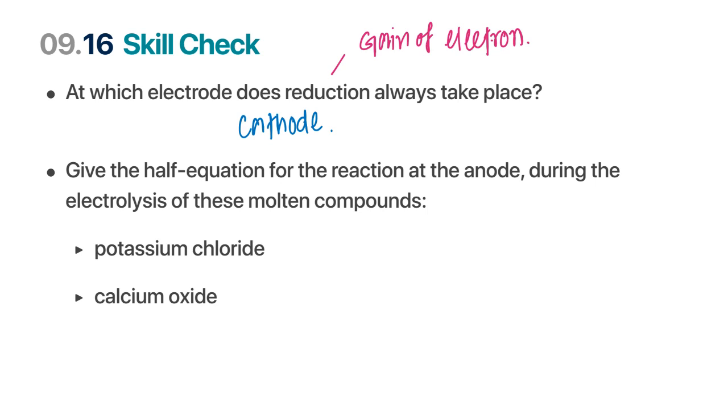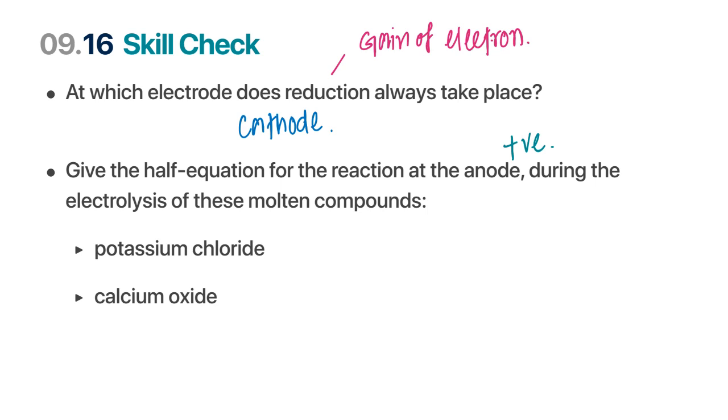Anyway, give the half equation for the reaction at the anode during the electrolysis of these molten compounds. In molten compounds, there's nothing else present. The anode has a positive charge, positive, right? Sorry, I keep doing that, it's funny to me. Let me double check. Yeah, cathode is negative, anode is positive.